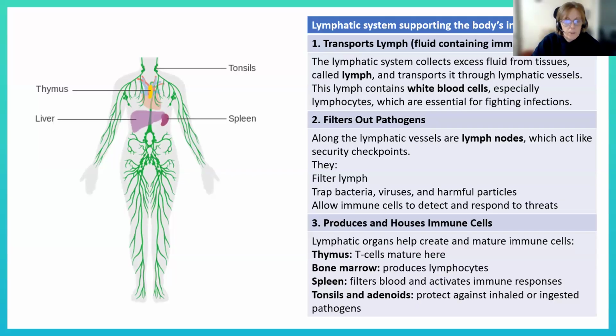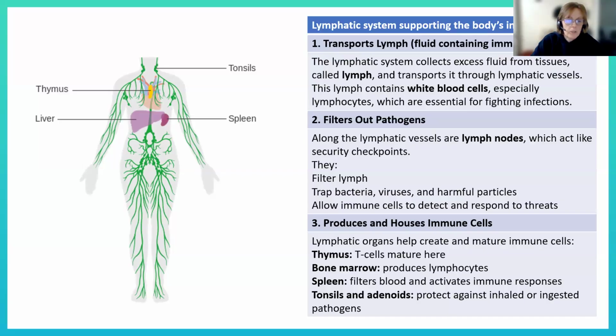Also, the lymphatic system, we say that it houses the immune cells, so it's where you find a lot of them. They are circulating and they can move around, but you will always find a big supply of them here, and it produces them. So there's lots of lymphatic organs. The thymus matures the T cells. The bone marrow is part of the production of lymphocytes.